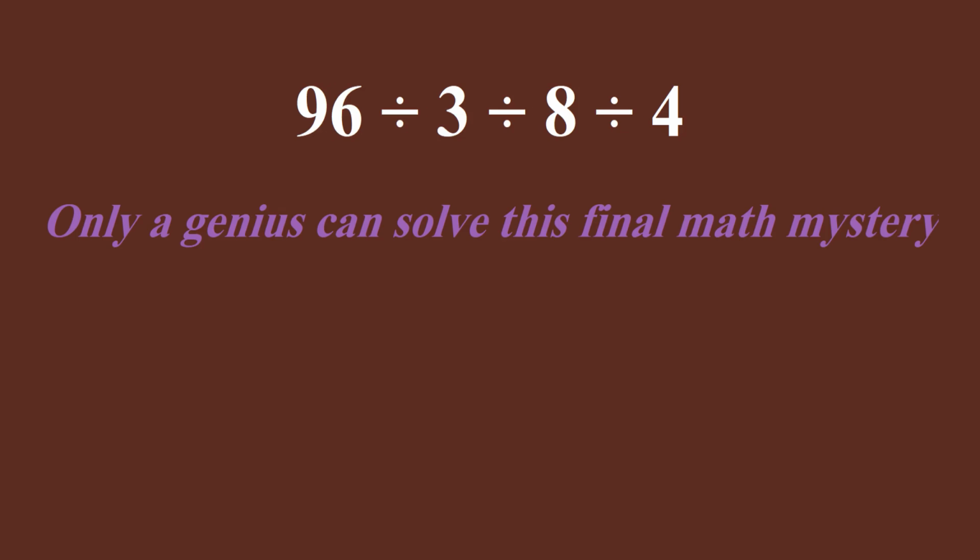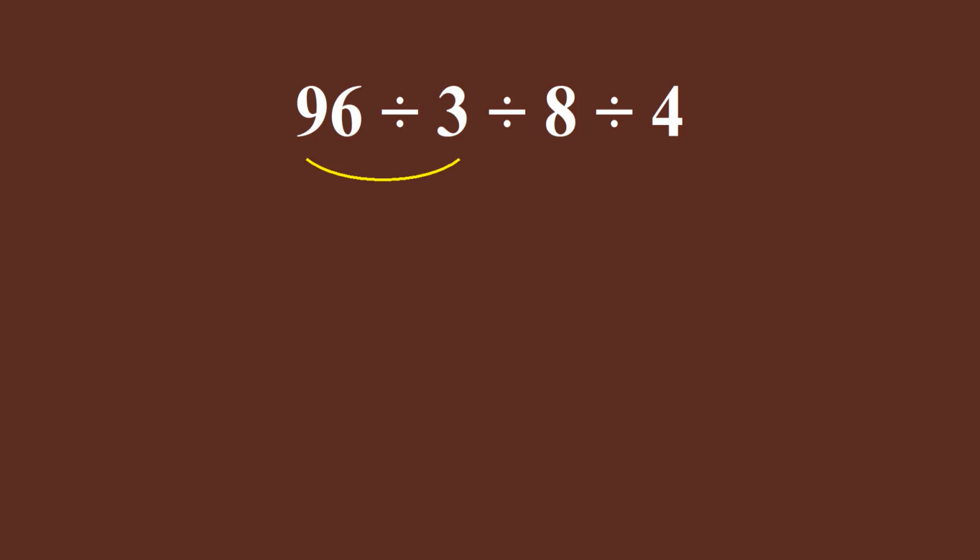In this exciting episode, 96 divided by 3 gives us 32. And here we have 8 divided by 4, which equals 2. So 32 divided by 2 is just 16. But this answer is not correct because according to the order of operations, when we have more than one division in an expression, we have to work from left to right.